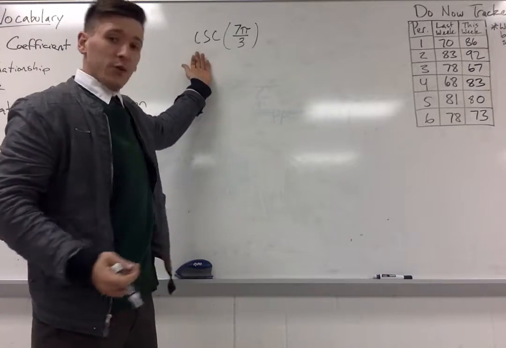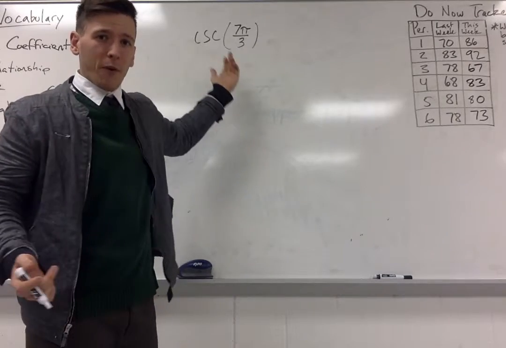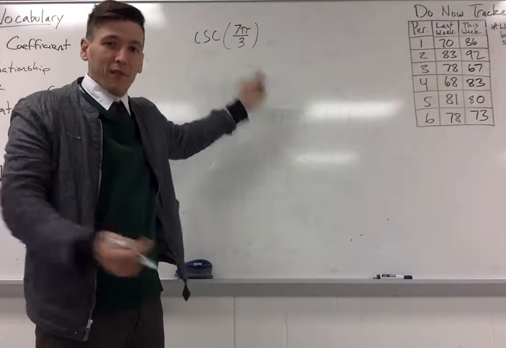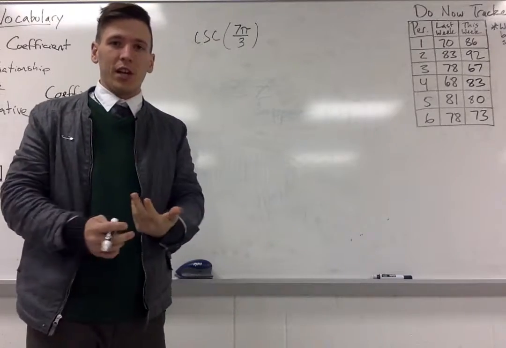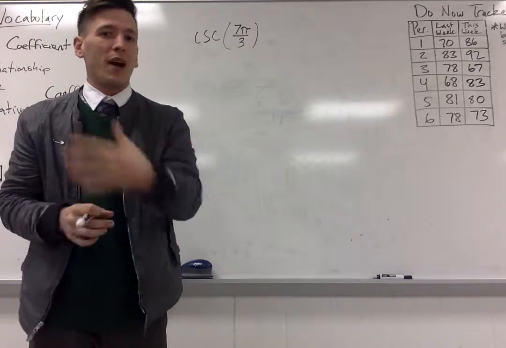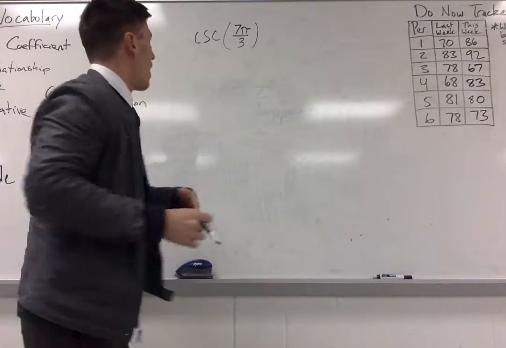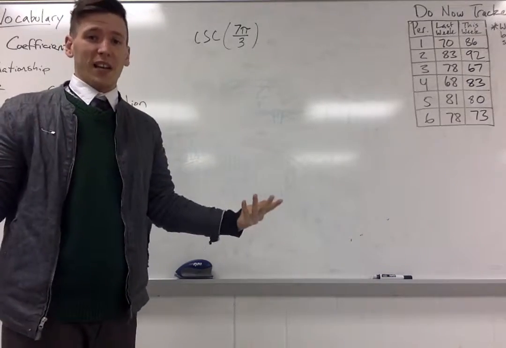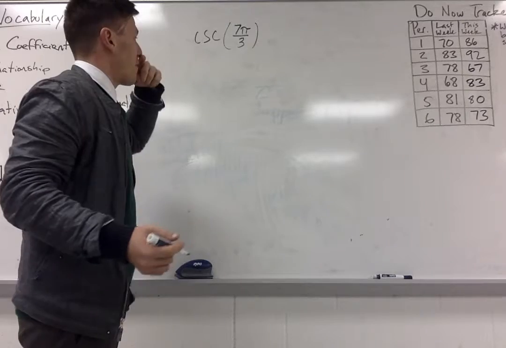Like, I need to know what cosecant even is in the first place before I can find it, and I definitely need to know where 7 pi over 3 is before I can find the cosecant of that random strange angle. But you all know how to do every single one of these pieces. So, in my head, the first thing that I'm going to try to do is figure out what angle that is talking about. Where is 7 pi over 3?